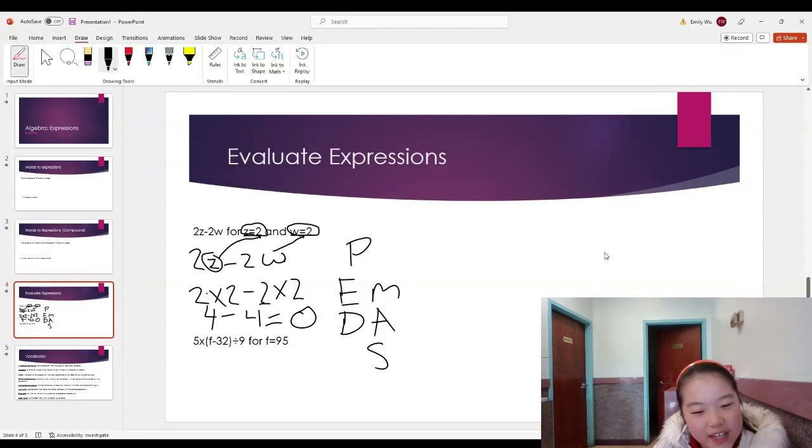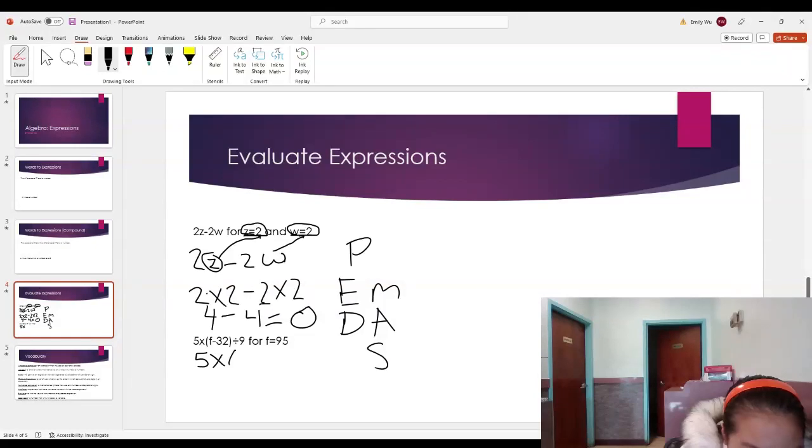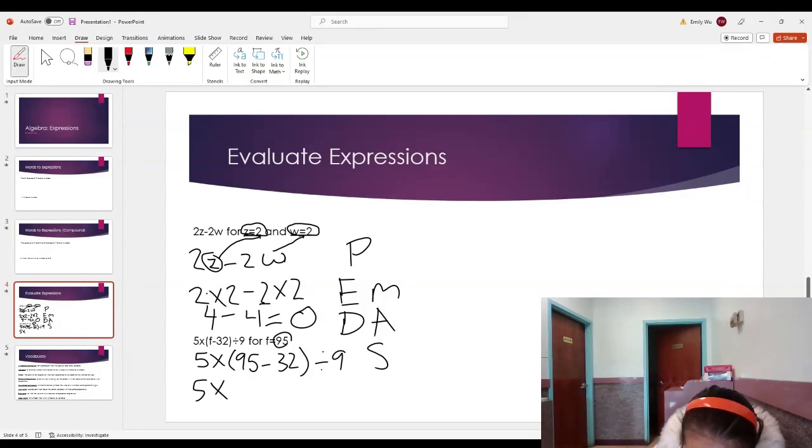Did everybody get 56 as their answer? So here, you know how I solved it? This is how I did it. F is equal to 95. Write 95 in the parentheses. Then rewrite everything the same and divide it by 9. After that, you always solve the parentheses first, because parentheses are always the first thing you have to do. So here, in the parentheses, 95 subtracted by 32, your answer is 63.